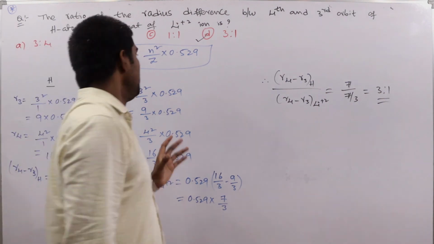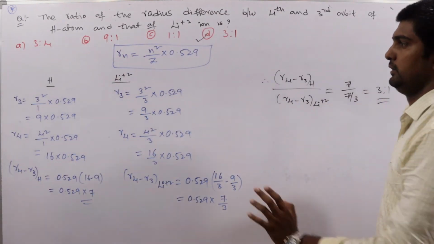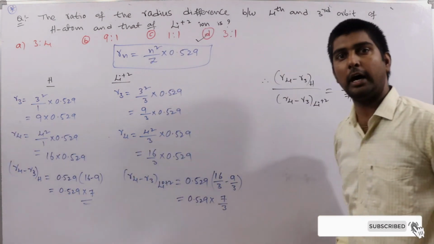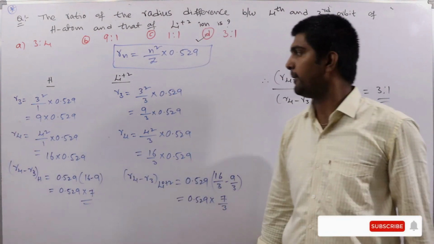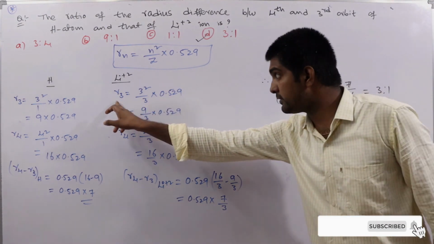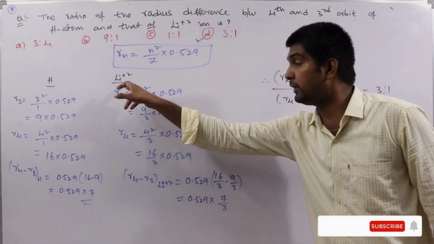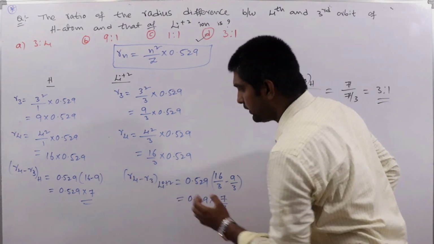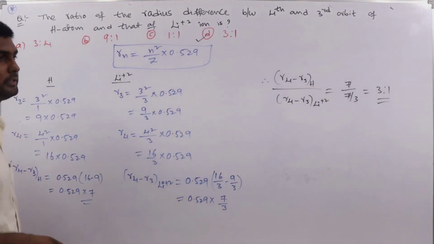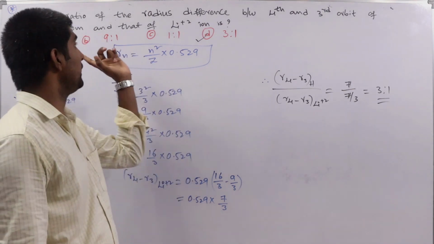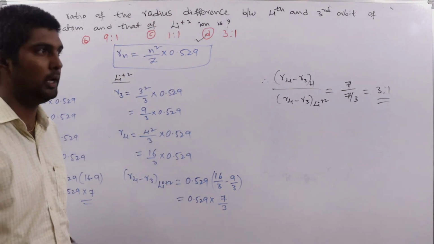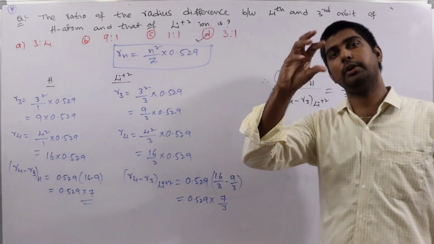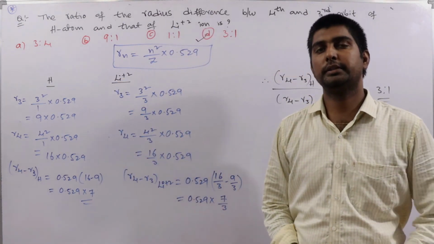See, very simple. What we did is just calculate the radius for third orbit and fourth orbit in the hydrogen, take the difference, and then calculate the radius of third and fourth orbit in the lithium plus 2. Those are the given species, and find out the difference between the radius, and finally they ask you to find out the ratio of the radius difference. Just understand the problem. Same formula, see, 5 different models we have discussed.